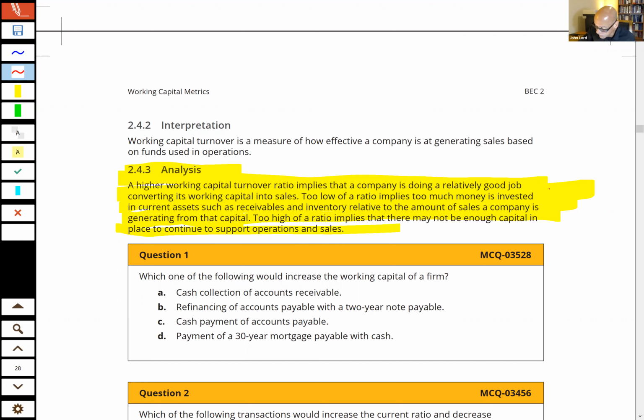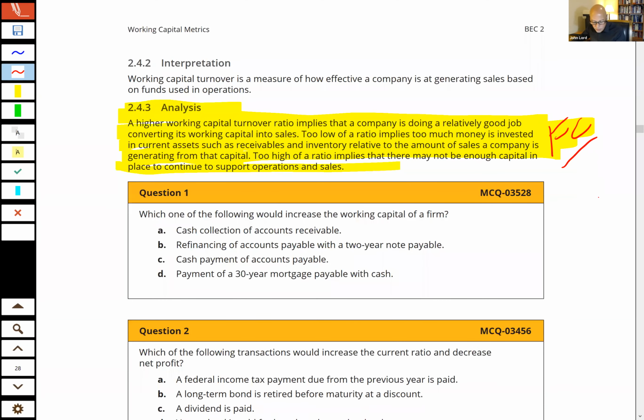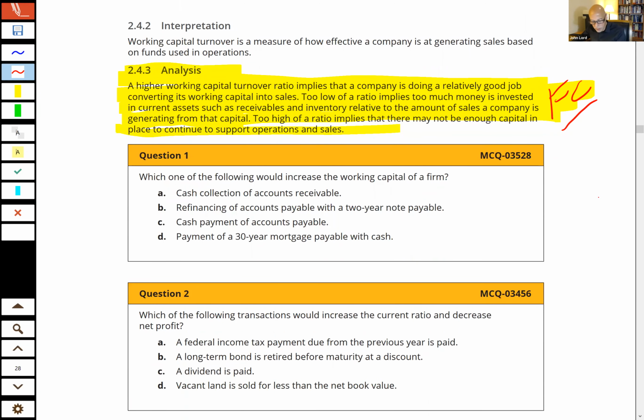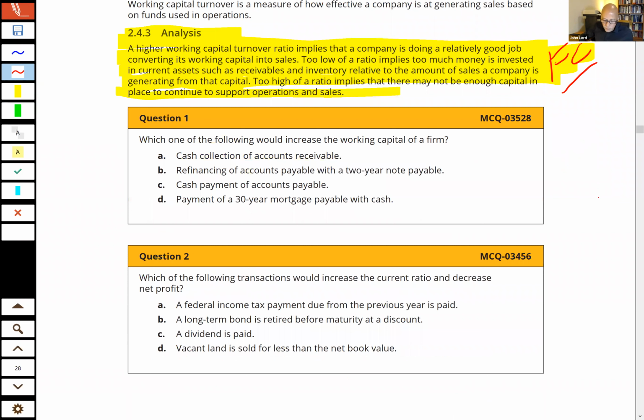Too high of a ratio implies that there is not enough capital in place to continue to support operations and sales. Okay, so go ahead and flashcard again the implications, interpretation, analysis, whatever you want to call it, of those different ratios in case you get some sort of task-based simulation. Written communication requirement there. That's what I'm thinking. All right, good. Let's go ahead and take a look at our next class question.